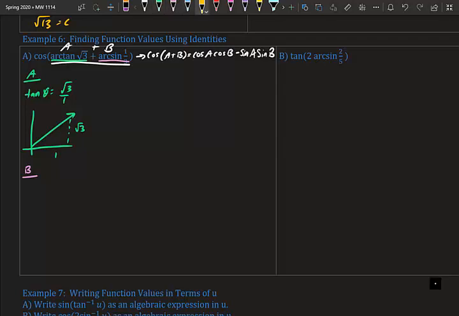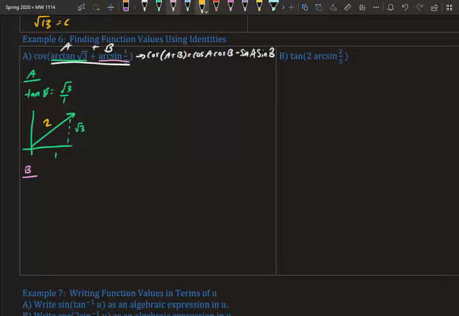And we need to find that missing side, the hypotenuse. Anytime you need to find a missing side, you use the Pythagorean Theorem. So we get 2. Also, if you have 1 and square root of 3, you always have 2.